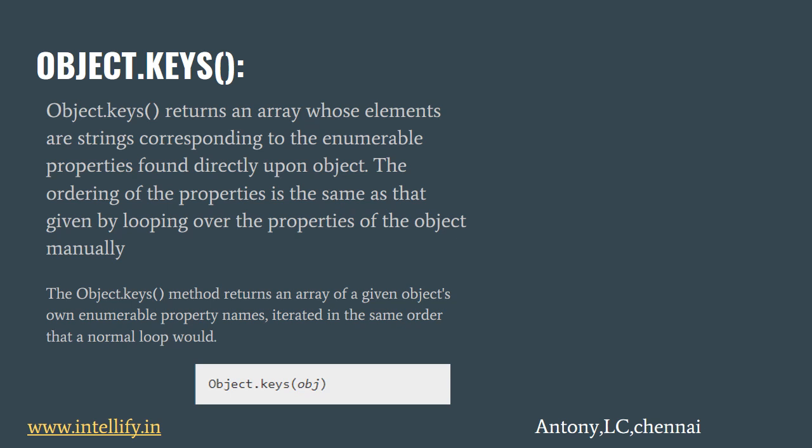Object.keys returns an array whose elements are strings corresponding to the enumerable properties found directly upon the object. The ordering of the properties is the same as that given by looping over the properties of the object manually. The Object.keys method returns an array of a given object's enumerable property names, iterated in the same order that a normal loop would. So here is the syntax of how Object.keys must be written: Object.keys, and in the parentheses, we give the object name as the parameter.